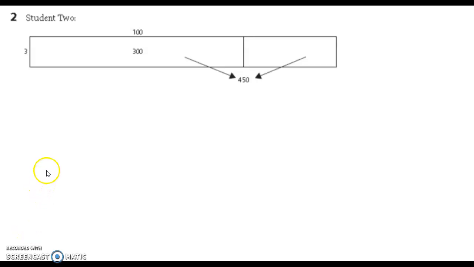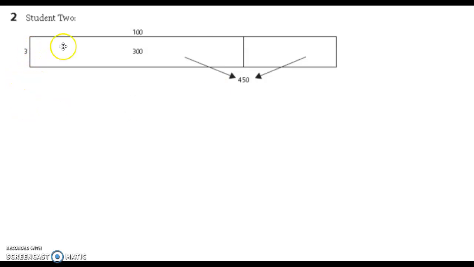Another way you can use multiplication to actually solve a division problem is by using an area model. Works the same way, but it's set up differently. Okay, so you start off with knowing that you are dividing by 3, and you have to get to 450.